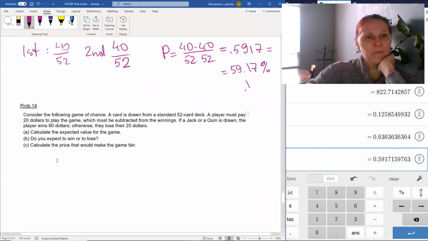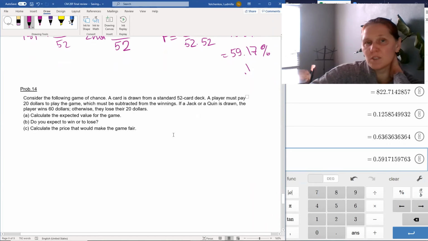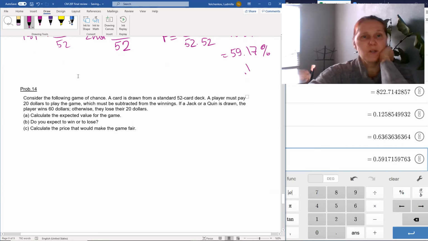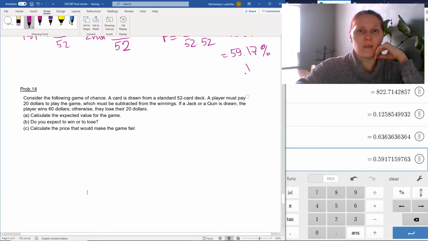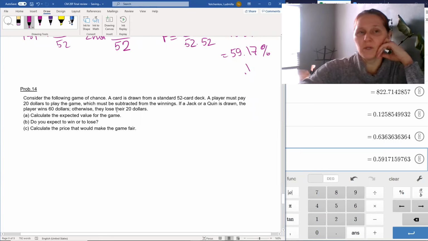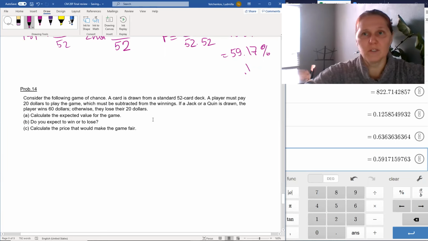The next problem, consider the following game of chance. A card is drawn from a standard 52 card deck. A player must pay $20 to play the game, which must be subtracted from the winnings. If a jack or queen is drawn, then the player wins $60, otherwise they lose their $20. So we have only two outcomes.